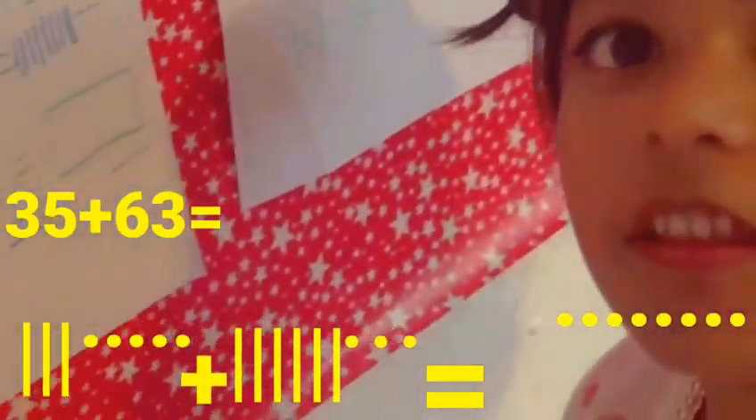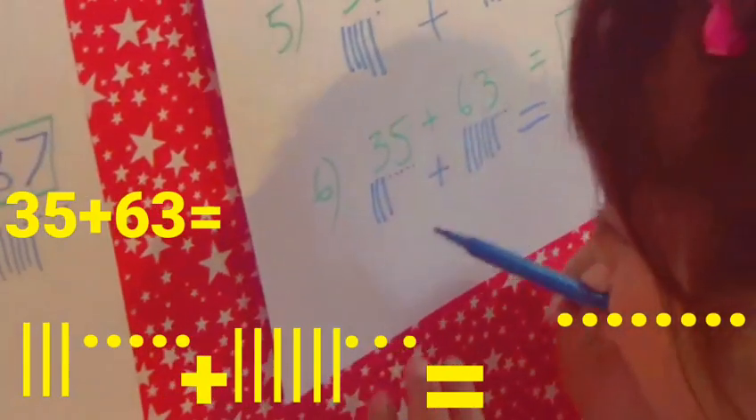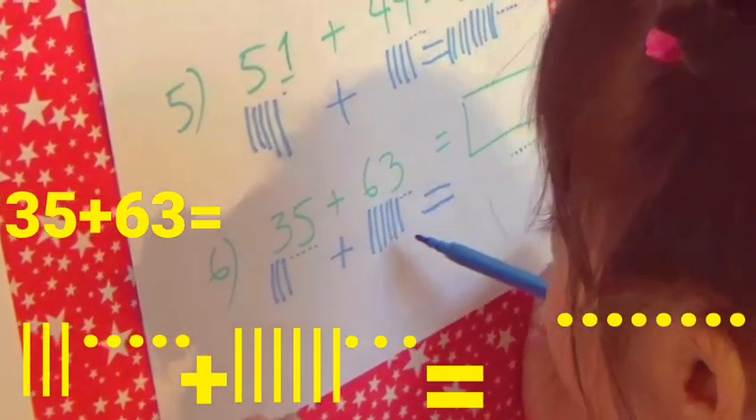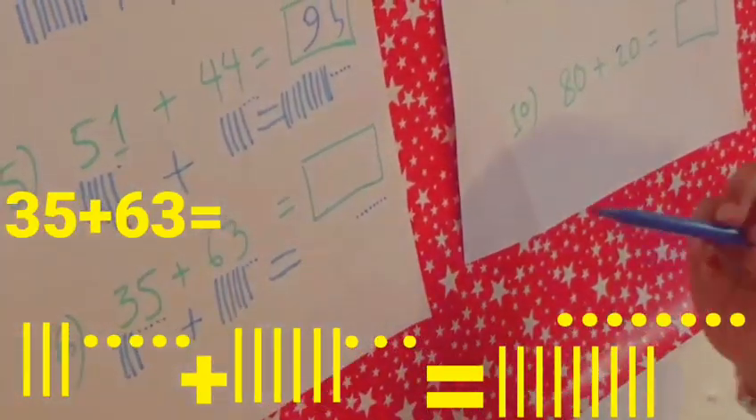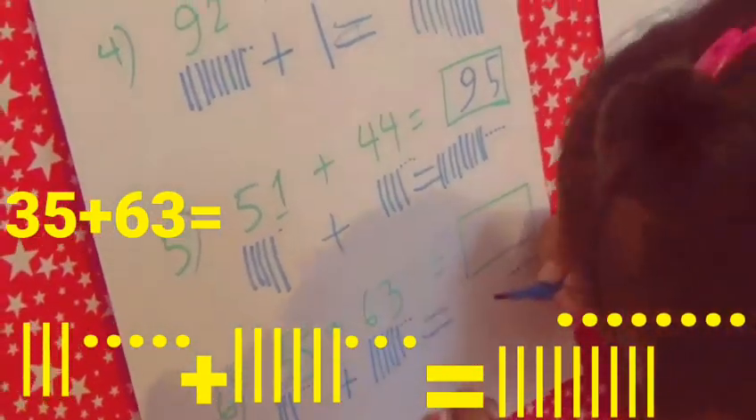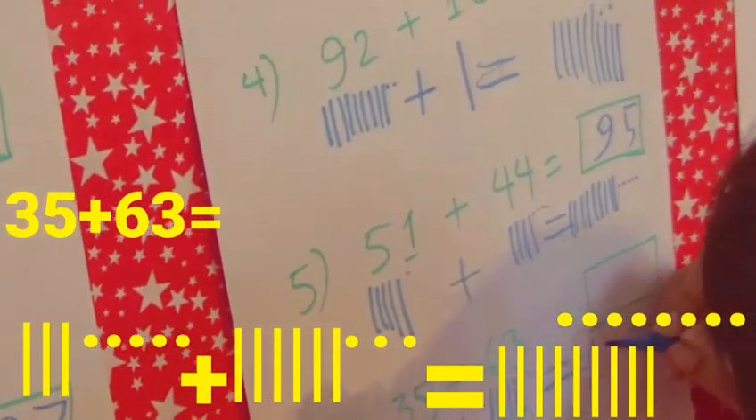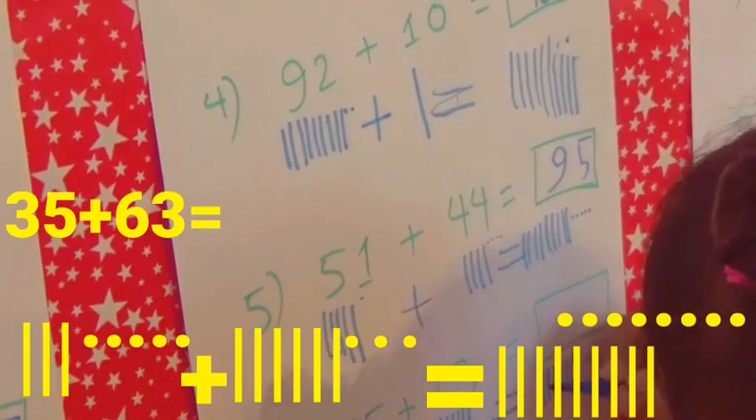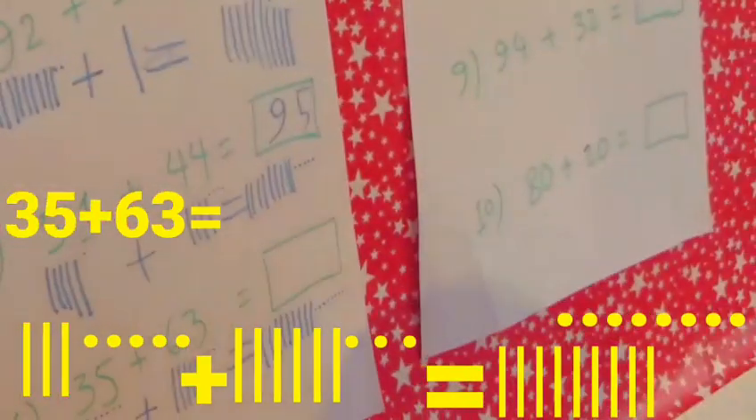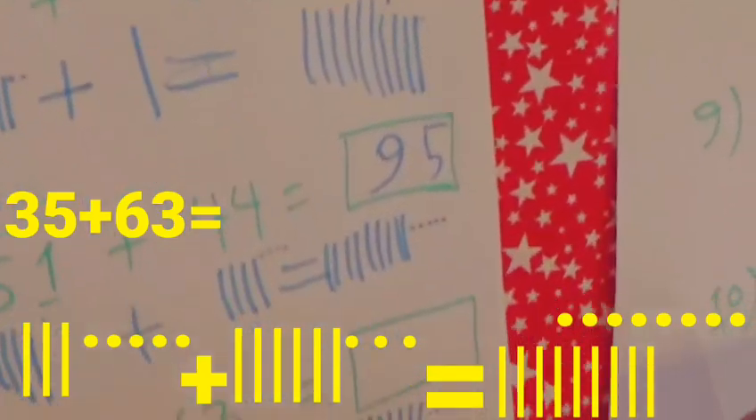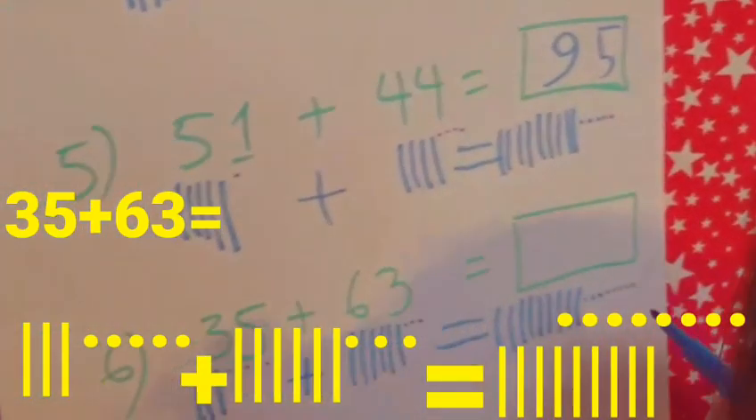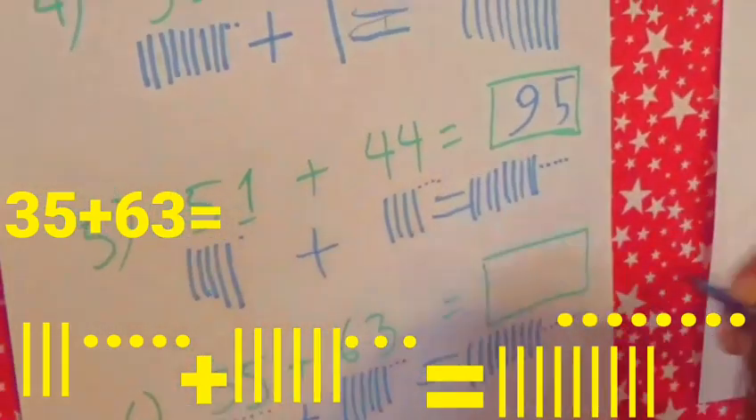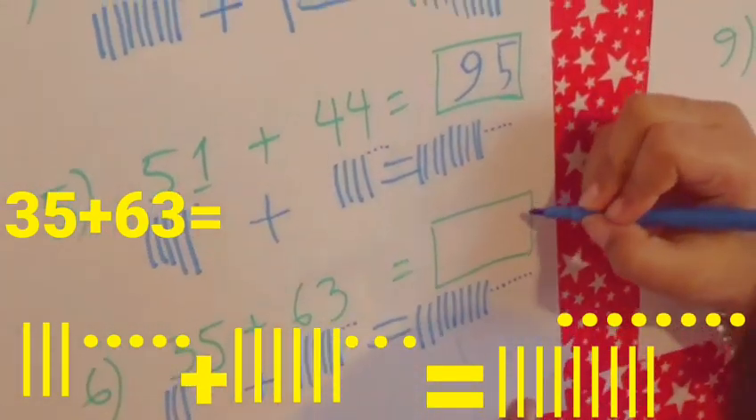Now let's count the lines. 1, 2, 3, 4, 5, 6, 7, 8, 9. So let's write 9 lines here. Let's count the dots. 1, 2, 3, 4, 5, 6, 7, 8. Let's write 8 here.